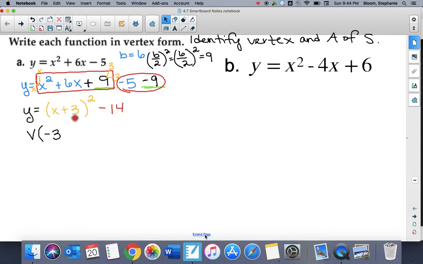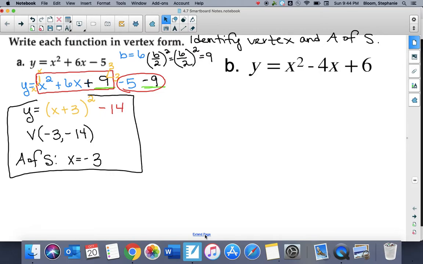To make it a plus, that must have been a -3 plugged in. So -3, comma, -14. The y value is always exactly what you see back here. And then the axis of symmetry, remember that's a line. And so that is a vertical line, so it's x equals, and in this case, -3. It's just the x value of your vertex. So I have my answer in vertex form with my vertex and my axis of symmetry.